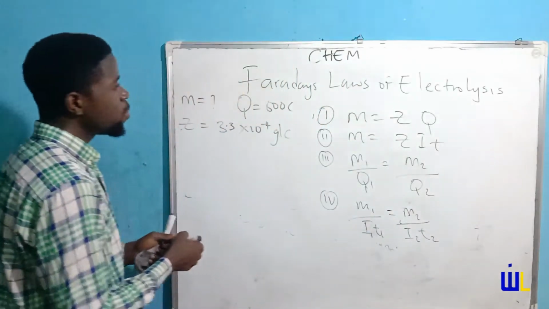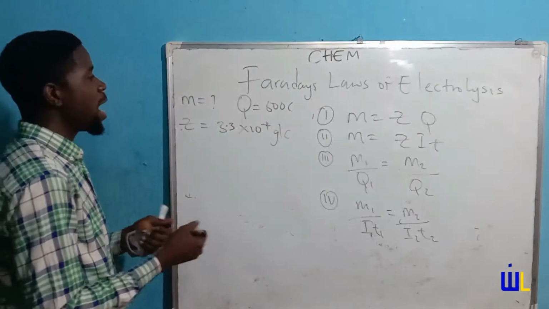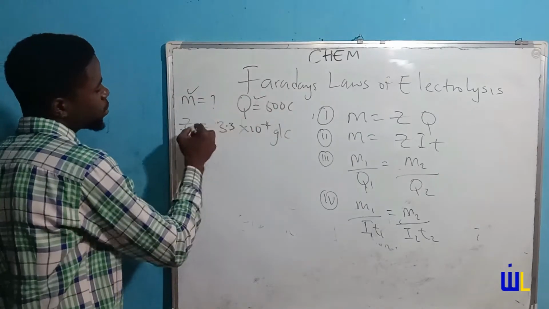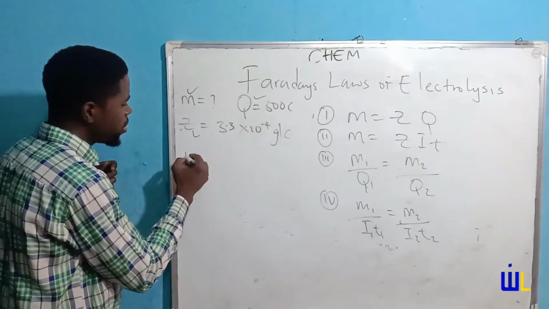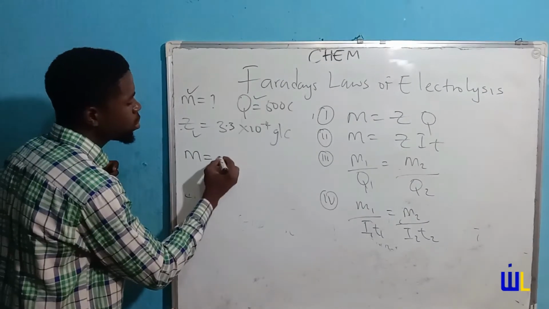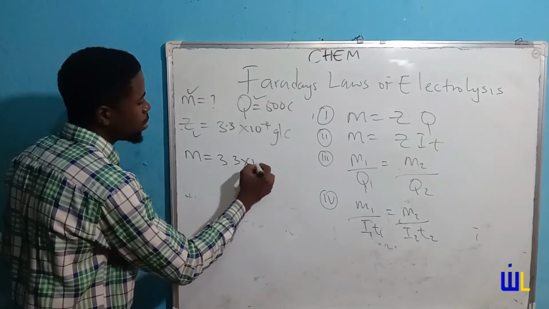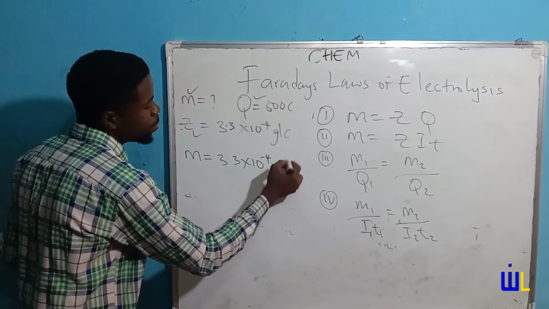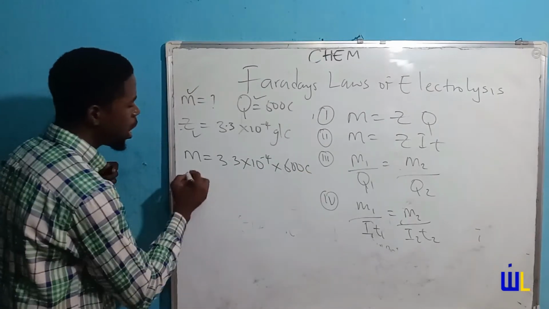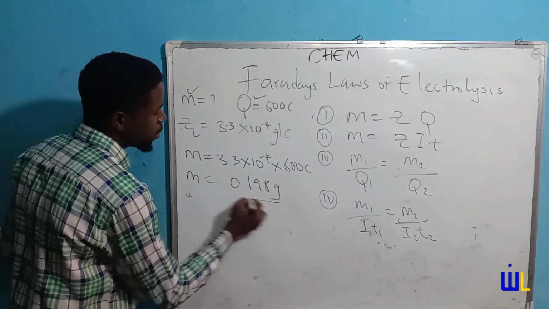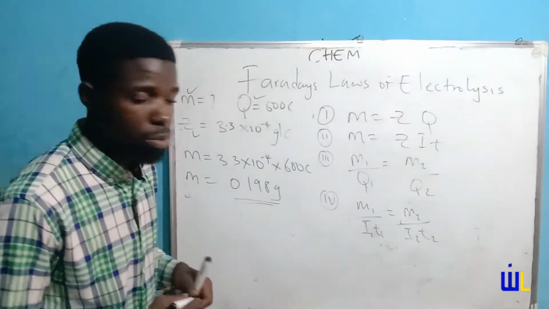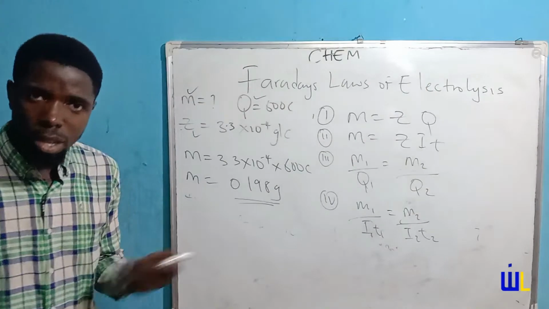Because of that, if we look at our formulas, which one of them has mass, quantity of electricity, and Z? And that is M equals ZQ. Now you have gotten your answer. M equals, what is Z? 3.3 times 10 raised to the power minus 4 multiplied by 600 coulombs. And our mass is going to be 0.198 grams, because the unit of mass is grams. You can actually do this to check it out. And that's that.